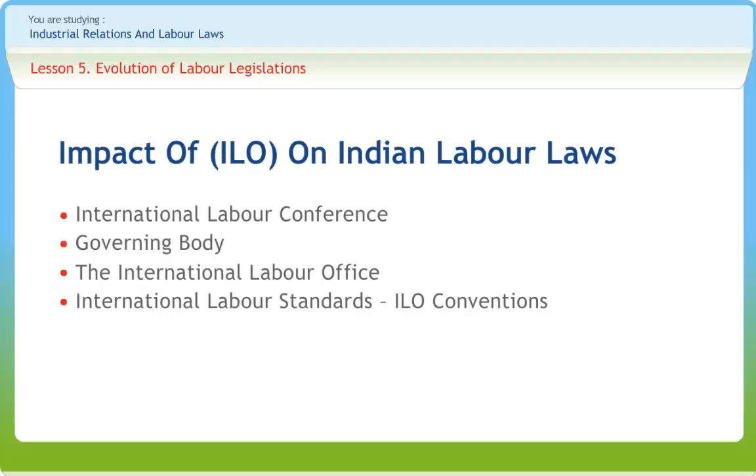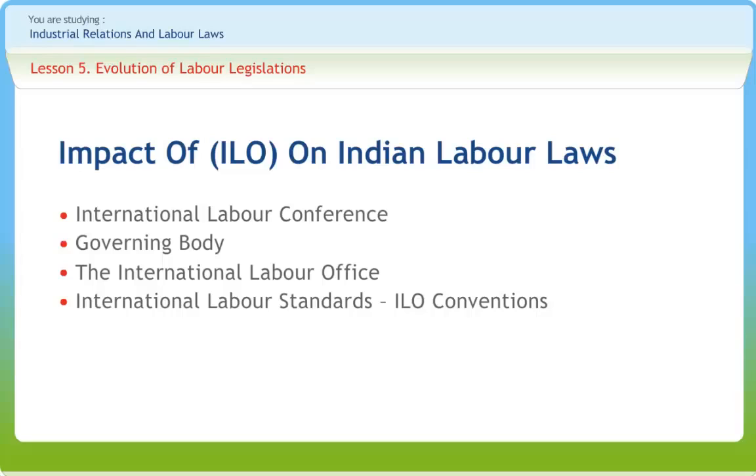And the last one is International Labour Standards. The principal means of action in the ILO is the setting up of International Labour Standards in the form of conventions and recommendations. Conventions are international treaties and are instruments which create legally binding obligations on the countries that ratify them. Recommendations are non-binding and set out guidelines orienting national policies and actions.